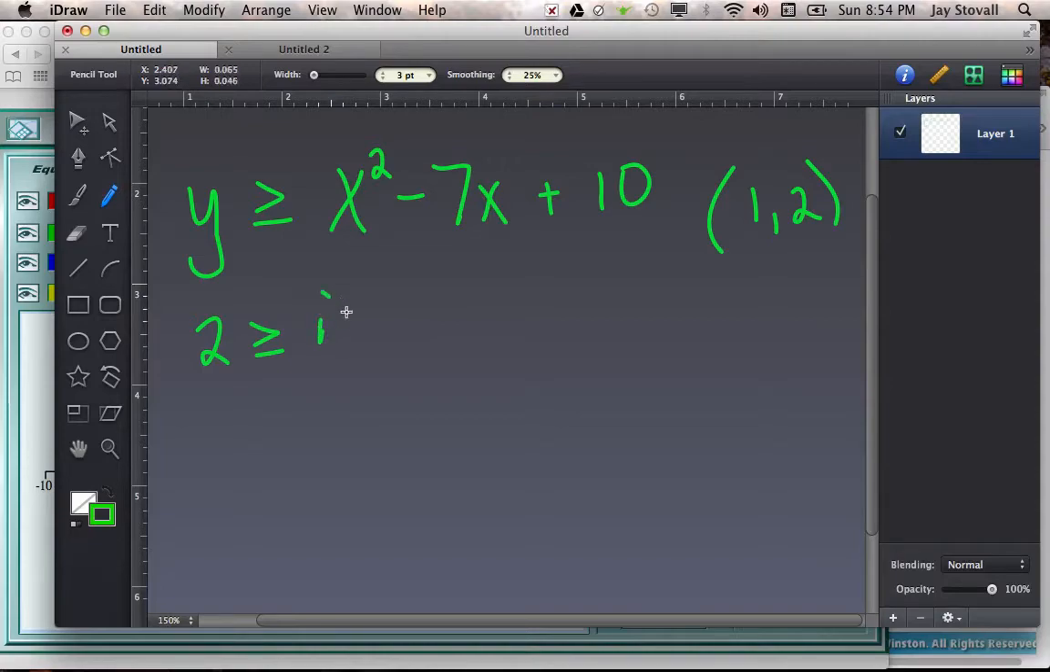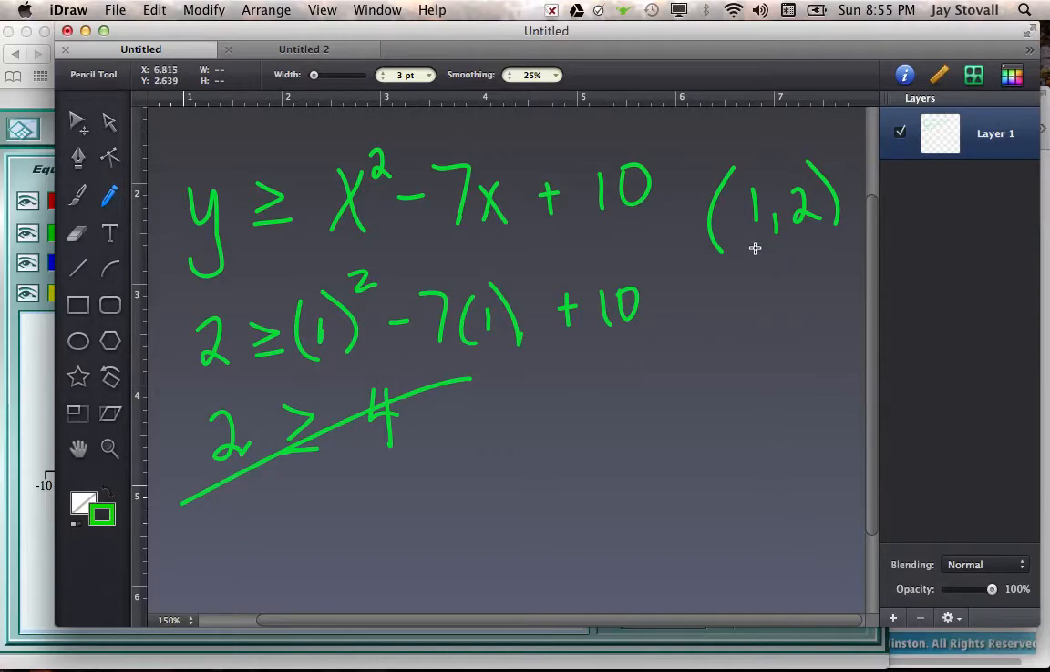We square 1, then subtract 7 times that 1, and then add 10. When we clean all that up, we get 2 is greater than or equal to 1 minus 7, which is negative 6, plus 10, which gives us positive 4. So we end up with 2 is greater than or equal to 4, which of course is not a true statement. We understand by doing that that 1, 2 is not a solution to our quadratic inequality, y is greater than or equal to x squared minus 7x plus 10.